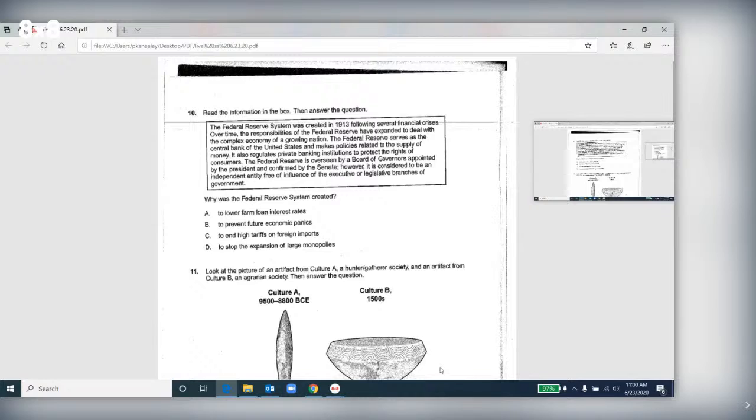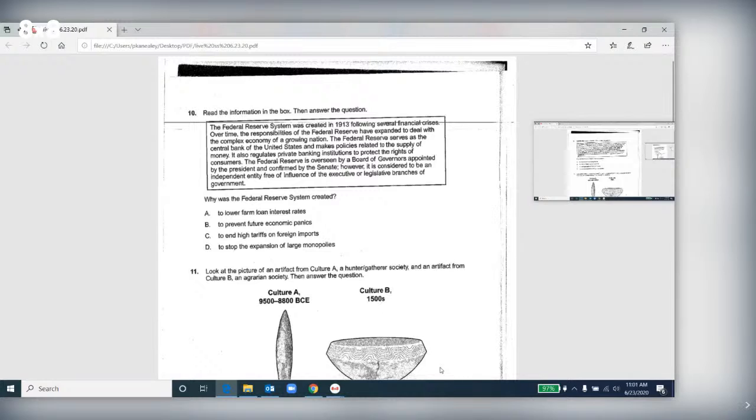C, to end high tariffs on foreign imports. We don't see that in there at all, so we're going to cross that off. And D, to stop the expansion of large monopolies. Well, monopolies isn't mentioned at all in that paragraph, so we're probably going to cross that one off. And that only leaves us B, to prevent future economic panics.